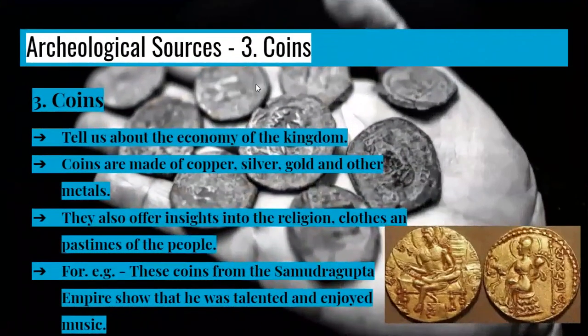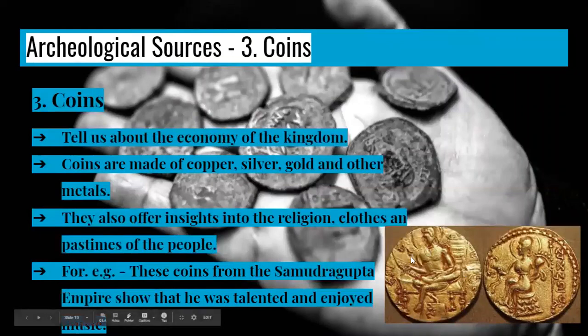Next is coins. Coins are also very important archaeological sources. Now, coins tell us about the economy of the kingdom. When I use this term economy, what do we mean? It means how rich the kingdom is. Now you would say, ma'am, how can coins tell us how rich a kingdom was? So we can tell whether a kingdom was rich or not by looking at what kind of metal was used. Was it copper? Was it silver? Was it gold? Or any other metal?